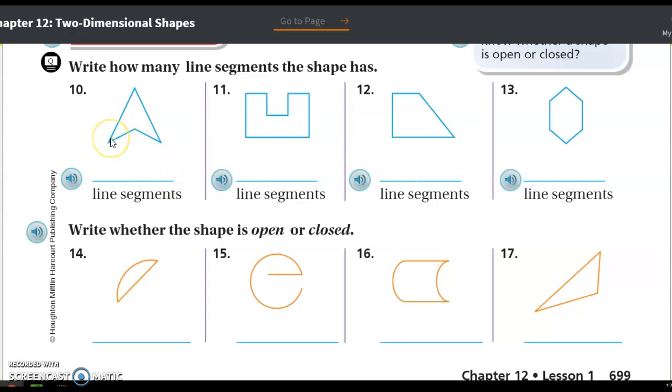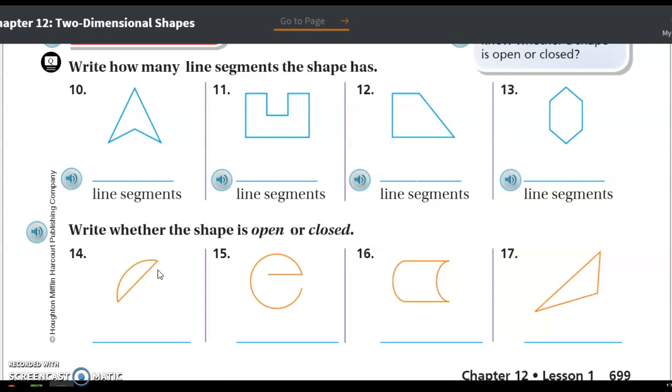Number 10, how many line segments? 1, 2, 3, 4. Number 11 has 8. 1, 2, 3, 4, 5, 6, 7, 8. Looking at number 12, we have 4 line segments. 1, 2, 3, 4. 13 has 6 line segments. 1, 2, 3, 4, 5, and 6.